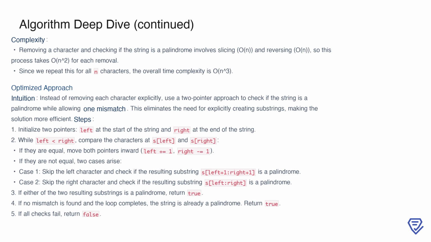index to the previous right index. If either substring is a palindrome, we return true. If no mismatch is found, or if neither option results in a palindrome, we return false. This approach avoids generating new substrings unnecessarily, making it more efficient.